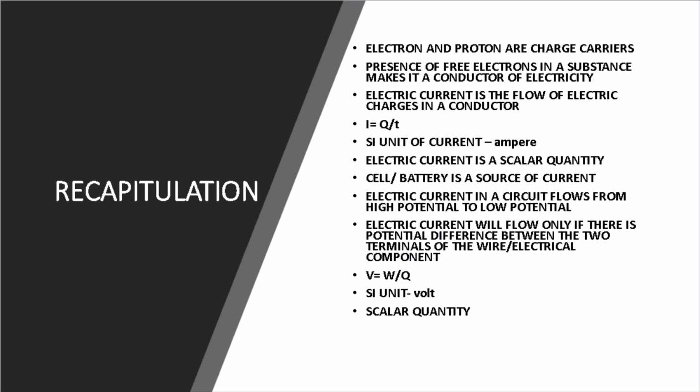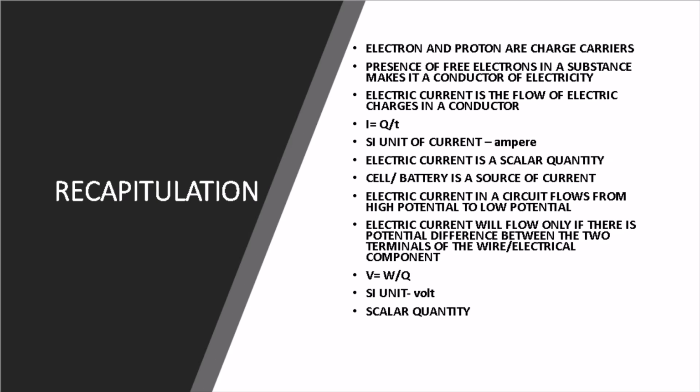Let us take a quick recap of what we have done so far. You have been taught about charged particles, two types of charged particles, positive and negative. And it is considered that electron and proton are charge carriers. Electron carries negative charge and proton carries positive charge.